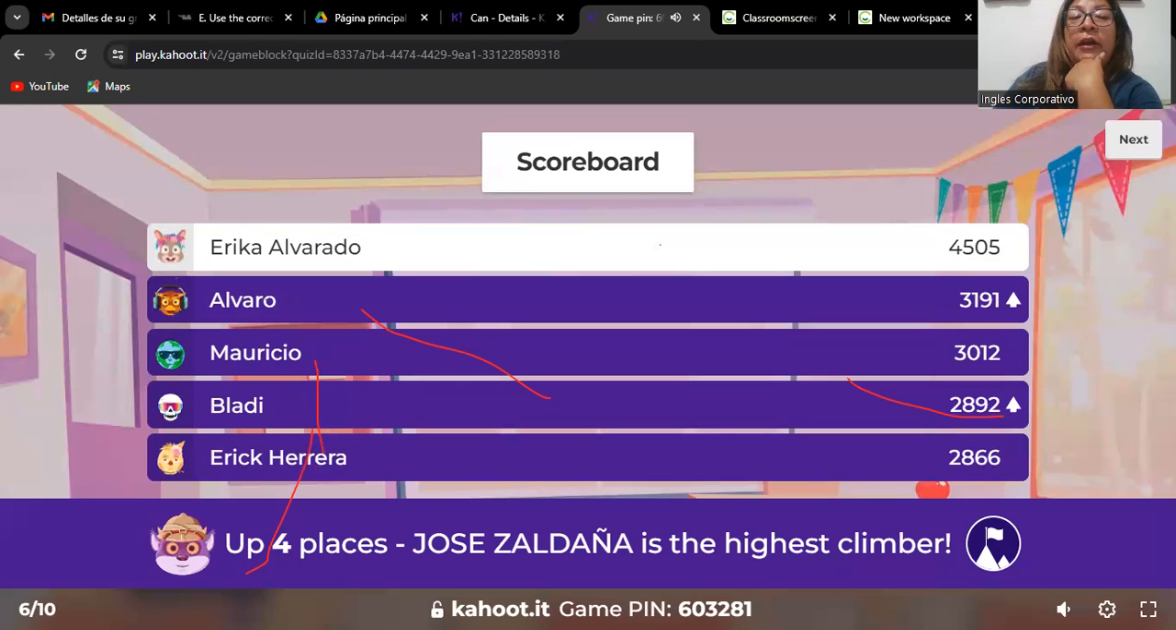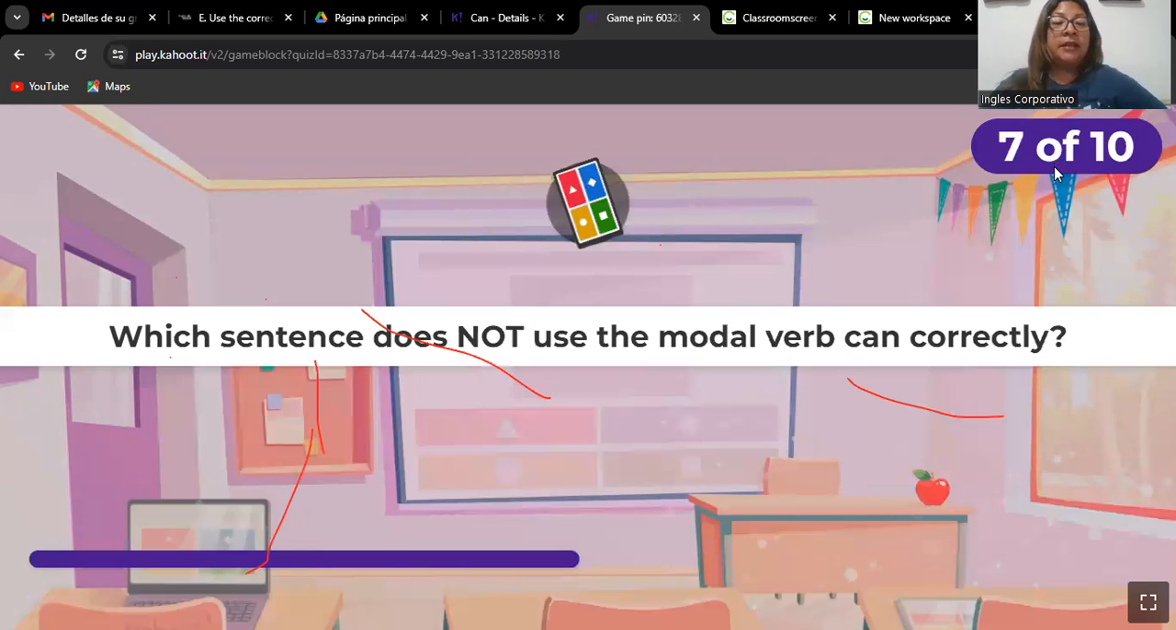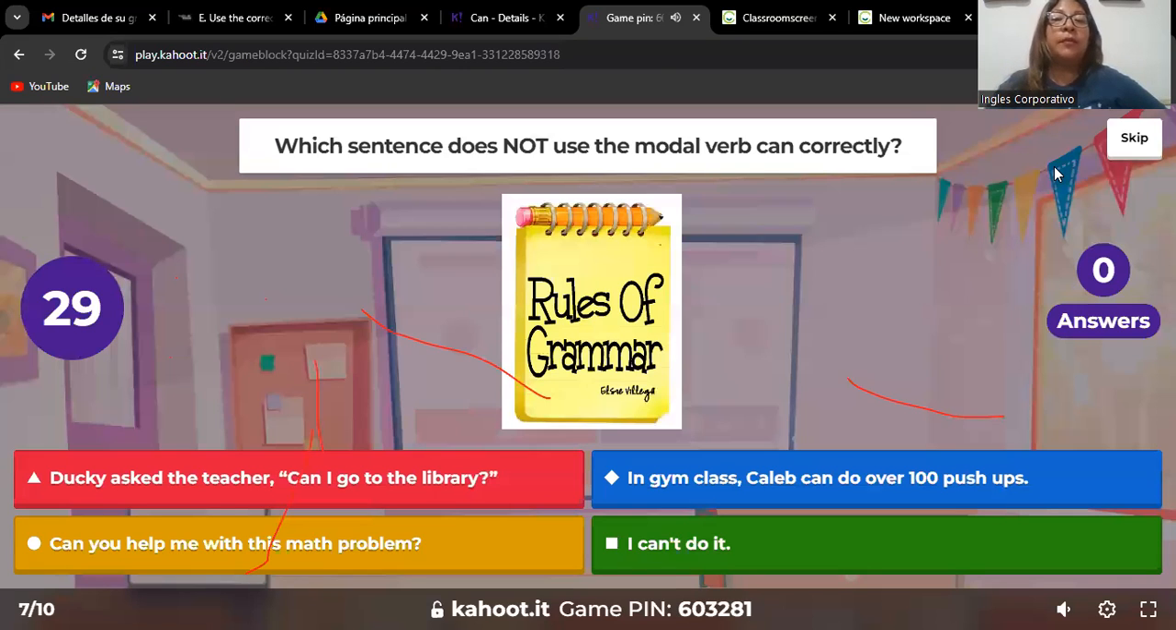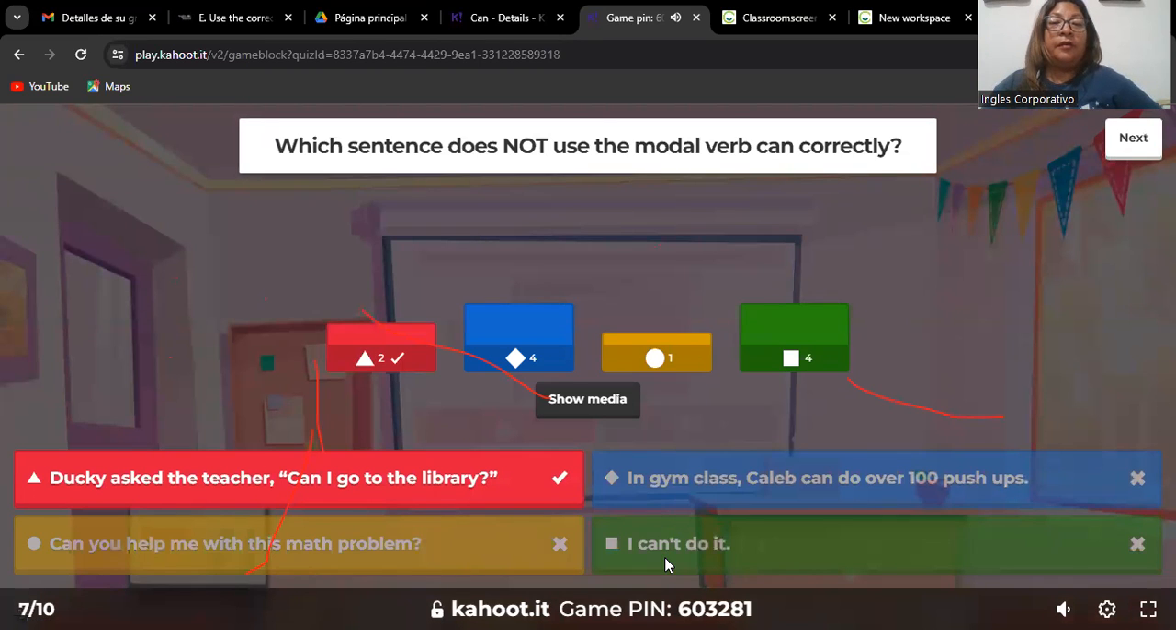Erika, Álvaro, and Mauricio. Which sentence does not use the modal verb can correctly? Ducky asked the teacher, can I go to the library? In my gym class, Caleb can do over 100 push-ups. Can you help me with this math problem? I can't do it. Okay. Ducky asked the teacher, can I go to the library?